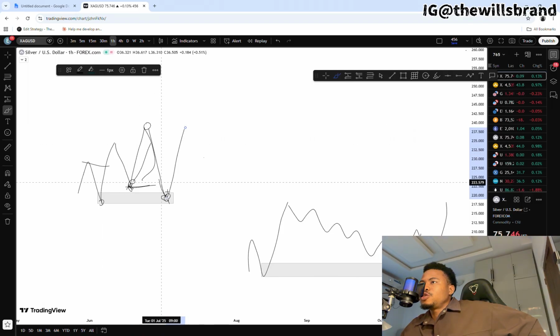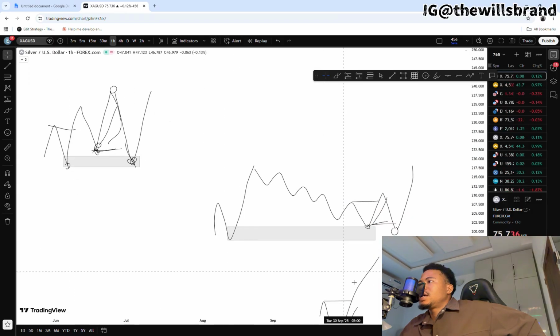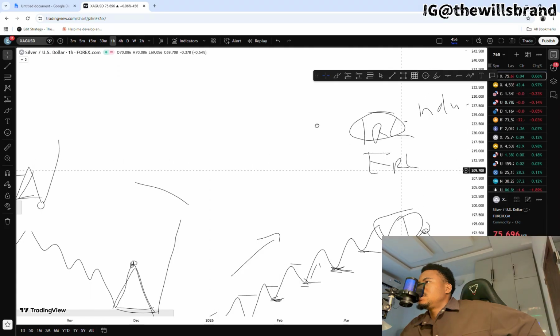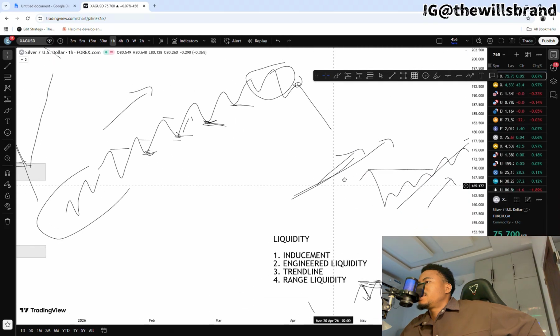All right. So this is also engineered liquidity. This is also engineered liquidity. Oh, that was hard pronouncing. So this was also engineering liquidity, and yeah. So we've done inducements, engineering liquidity, now trendline liquidity.